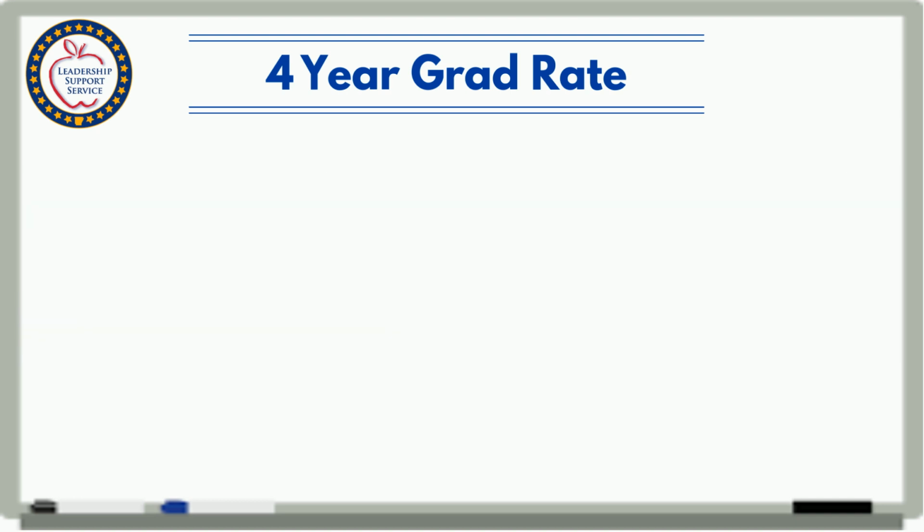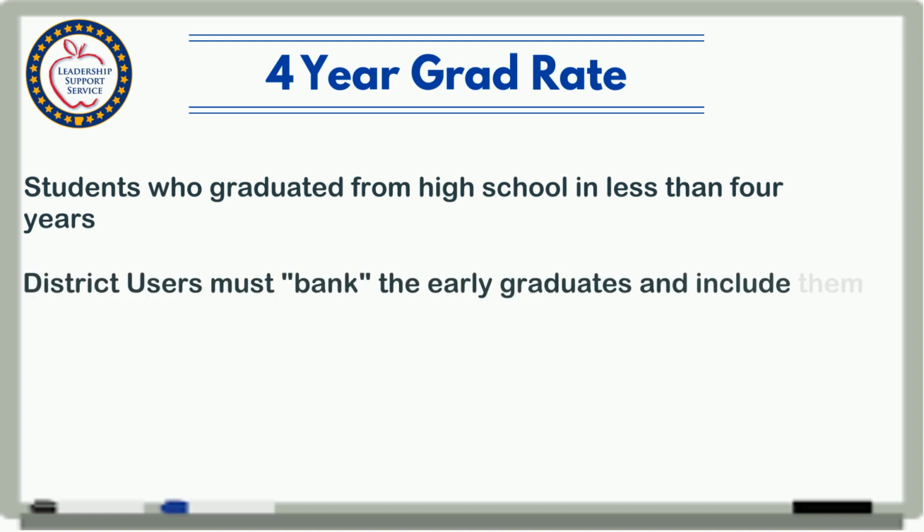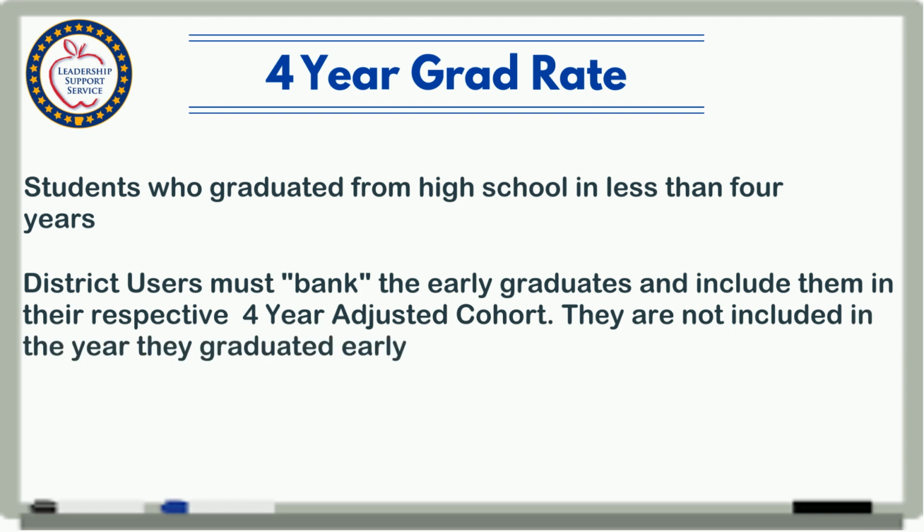Another group to be included in the 4-year grad rate are students who graduate from high school in less than 4 years. District users must bank the early graduates and include them in their respective 4-year adjusted cohort. They are not included in the year they graduated early.